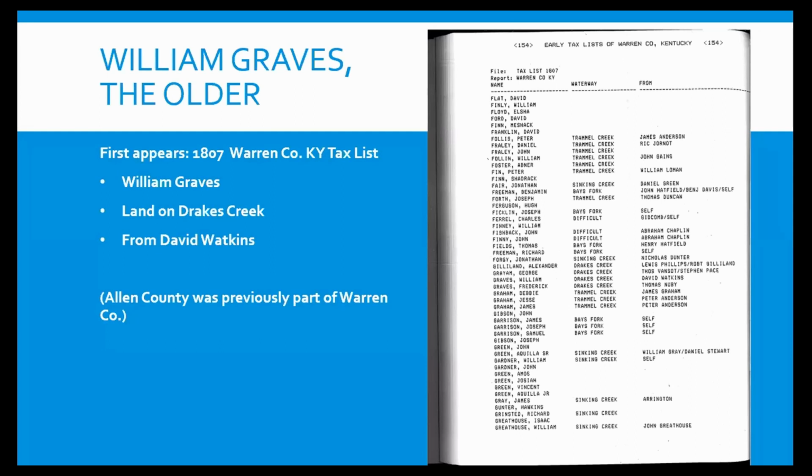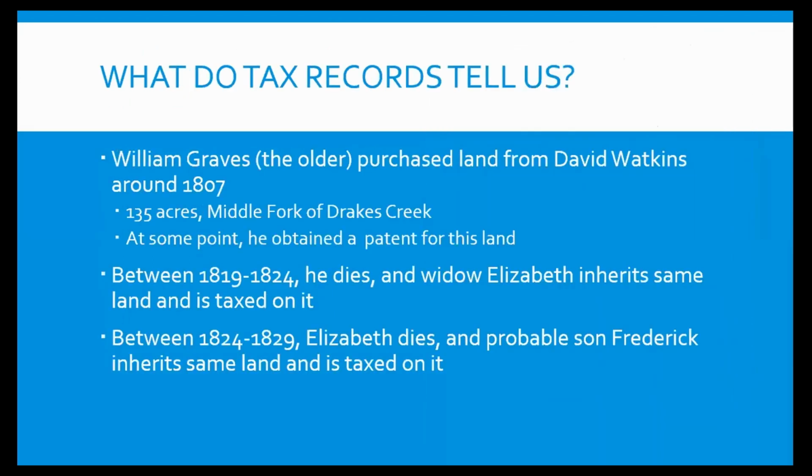But there is William, and William is on Drake's Creek, and it says that he got his land from David Watkins. And so this is probably indicating when this land was purchased, or around the time period that this land was purchased. So what have we learned from this? We have learned that William Graves was the first one to own this land around 1807, and this is William the Older.